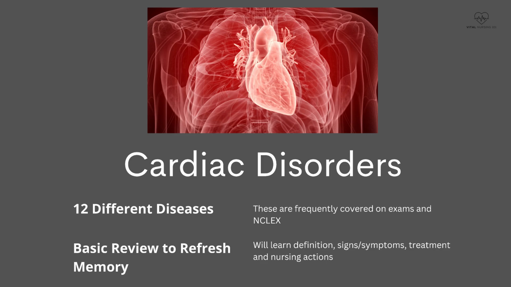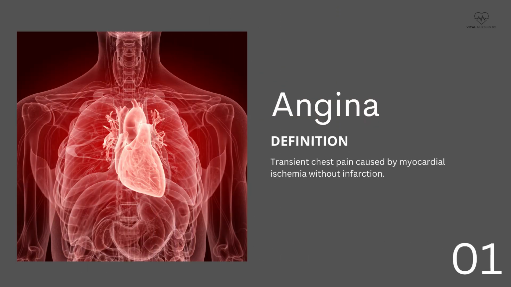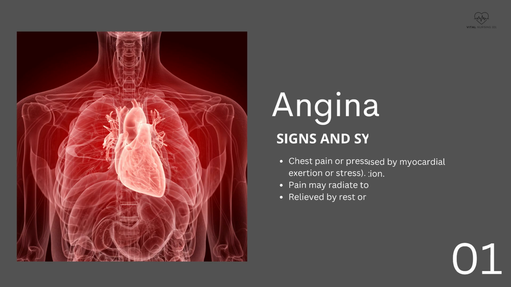Let's begin. Angina. Angina is transient chest pain caused by myocardial ischemia without infarction. Signs and symptoms include the following: chest pain or pressure, often triggered by exertion or stress. Pain may radiate to the jaw, neck, or arm. It's relieved by rest or nitroglycerin.